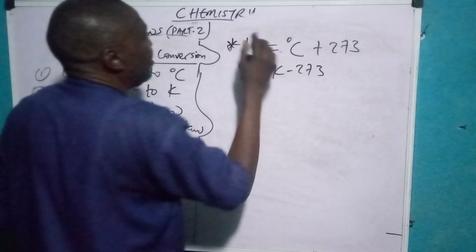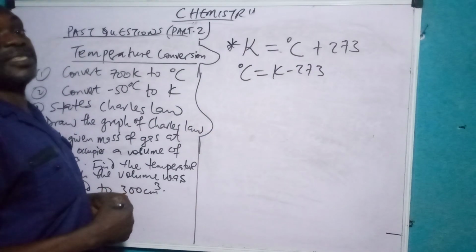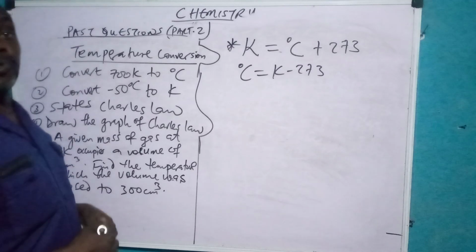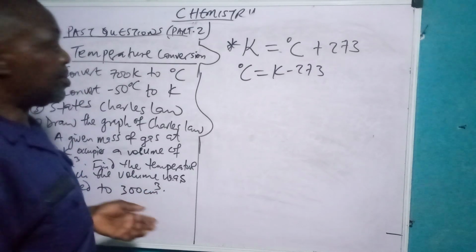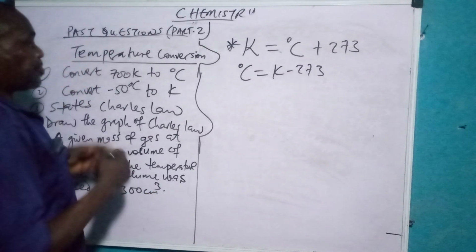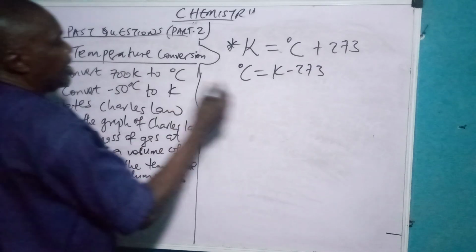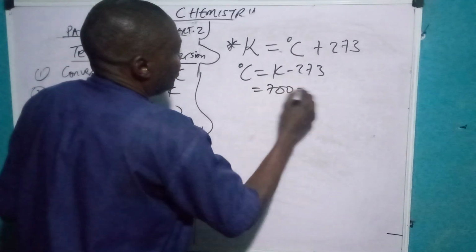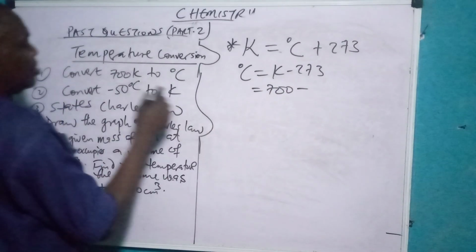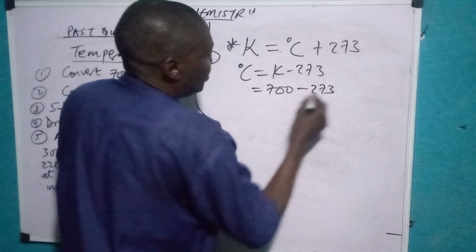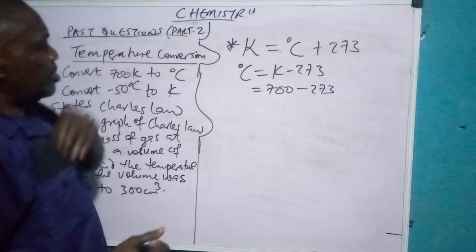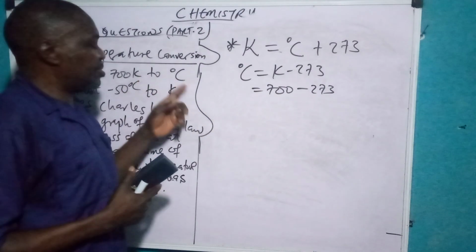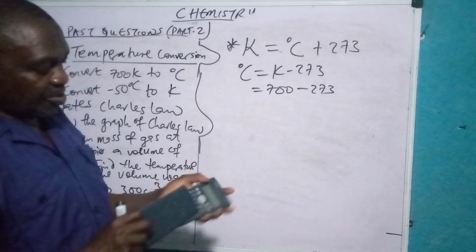So having this formula alone, we want to solve everything for you instead of memorizing different formulas, which may lead to confusion, except you are very okay with it. So you see it, 700 Kelvin, this is 700 minus 273. So let's see what it gives us. Remember, Kelvin to degrees Celsius, and that's what we are doing.